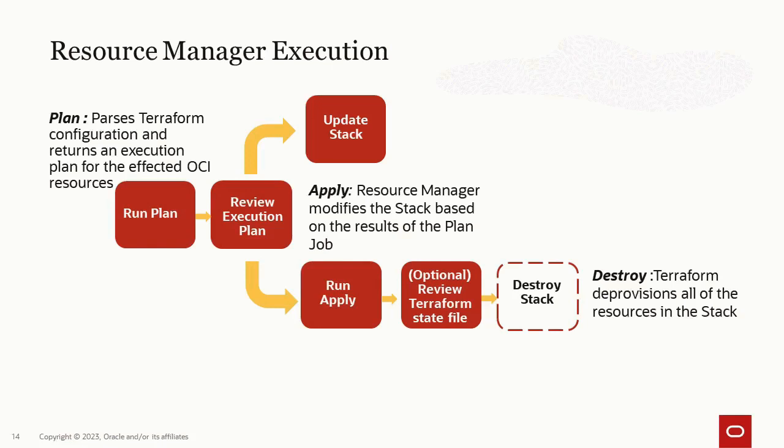The reason this is important is because sometimes plan jobs will fail. And if your plan job is going to fail, then your apply job, which actually creates the resources, is almost certainly going to fail. And an apply job can take a very long time. Let's say you're trying to provision like a whole rack or something like that. That could potentially take 12 hours.